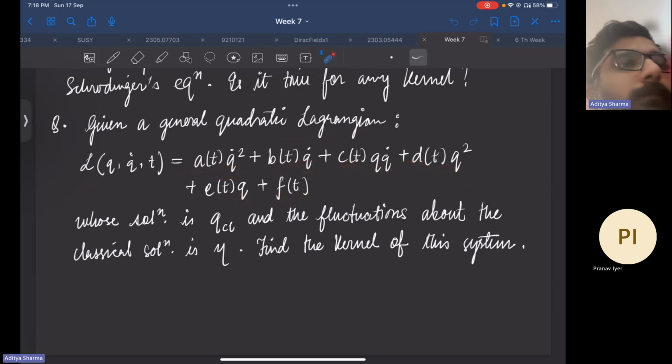To make a harmonic oscillator, you choose a of t as half m, and you choose b to be 0, c to be 0, e to be 0, f to be 0, and d of t as minus half m omega square, right? And you are going to get the harmonic oscillator. So this is for a very general Lagrangian of this kind. For a free particle, you choose all these to be 0, and you just have this to be half m, right?